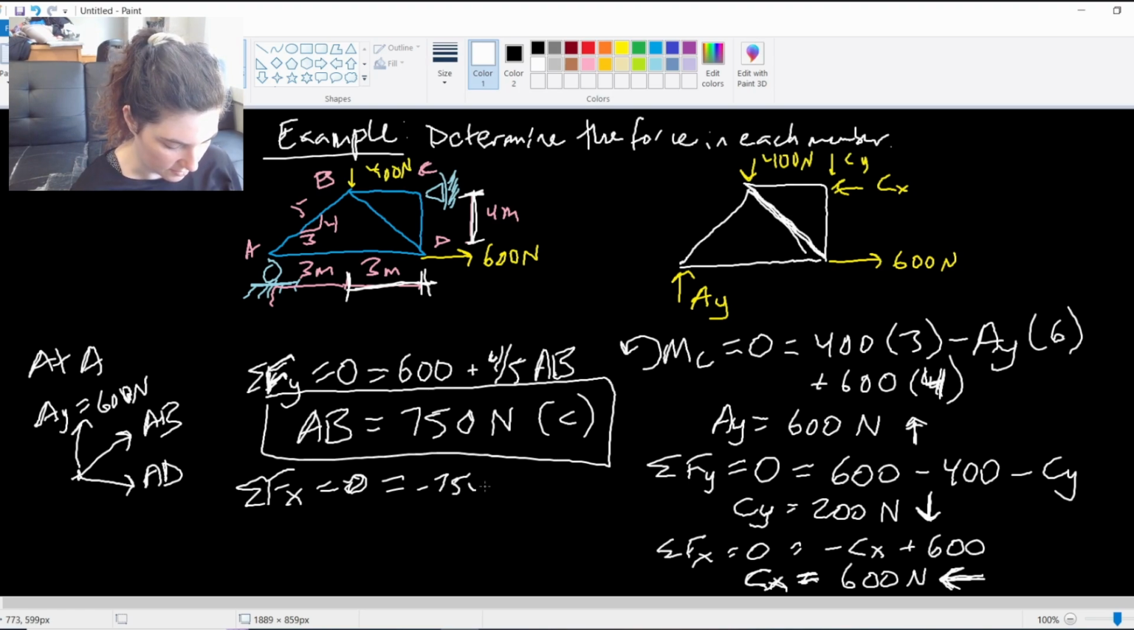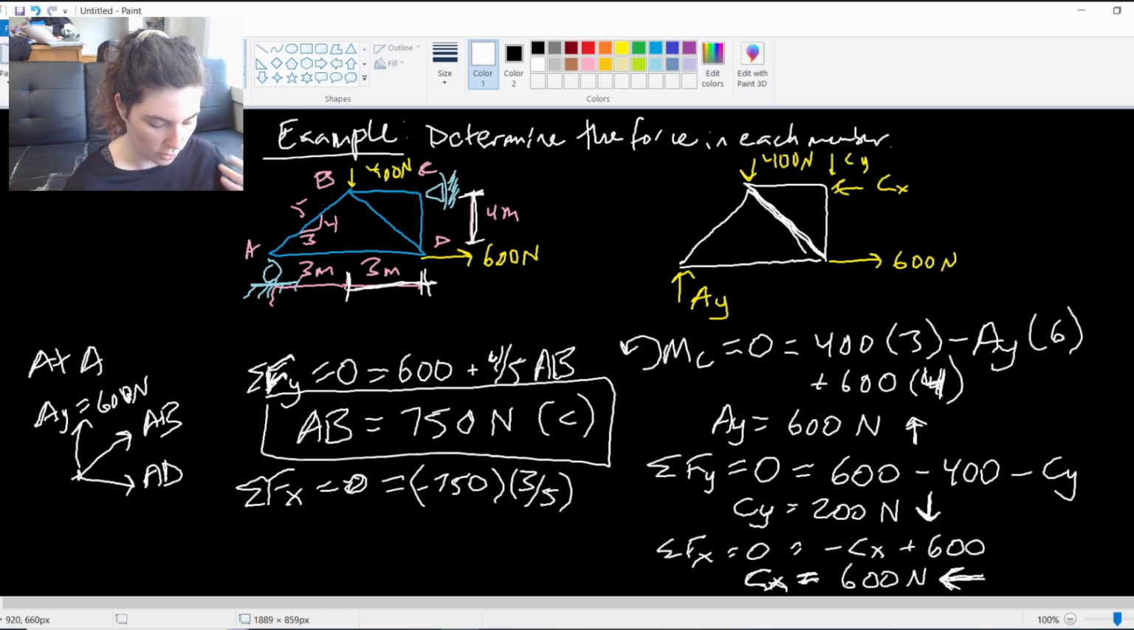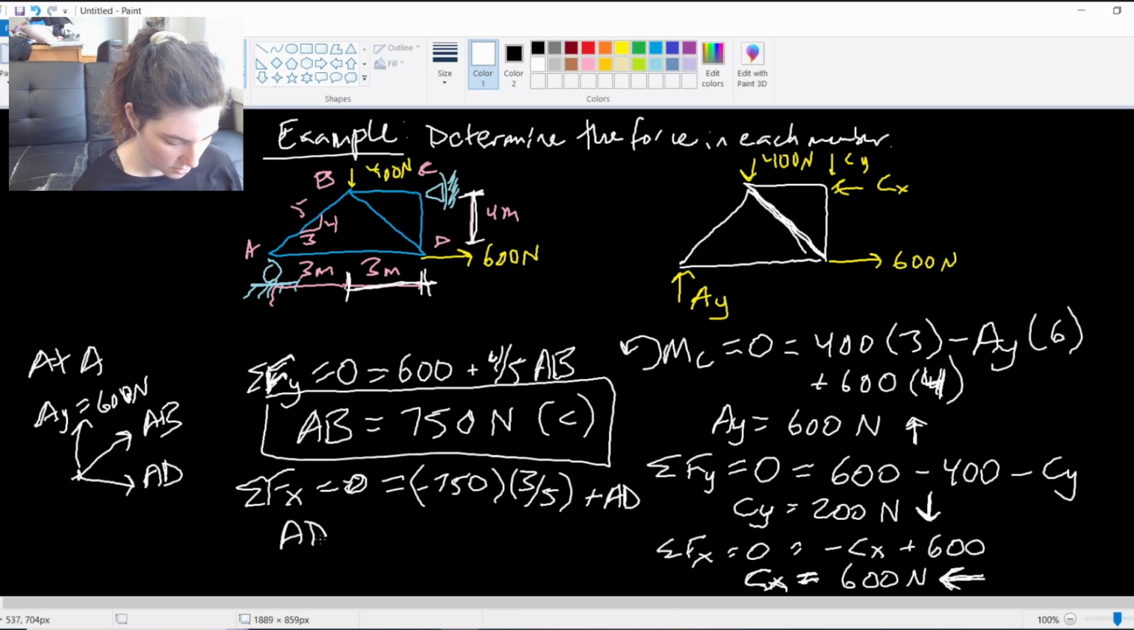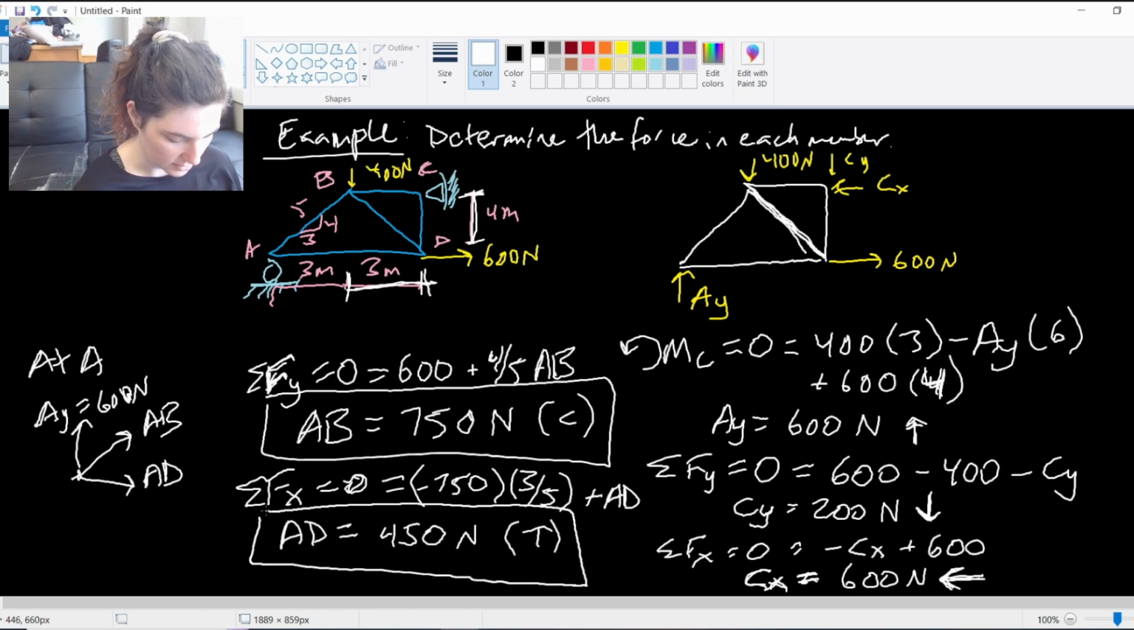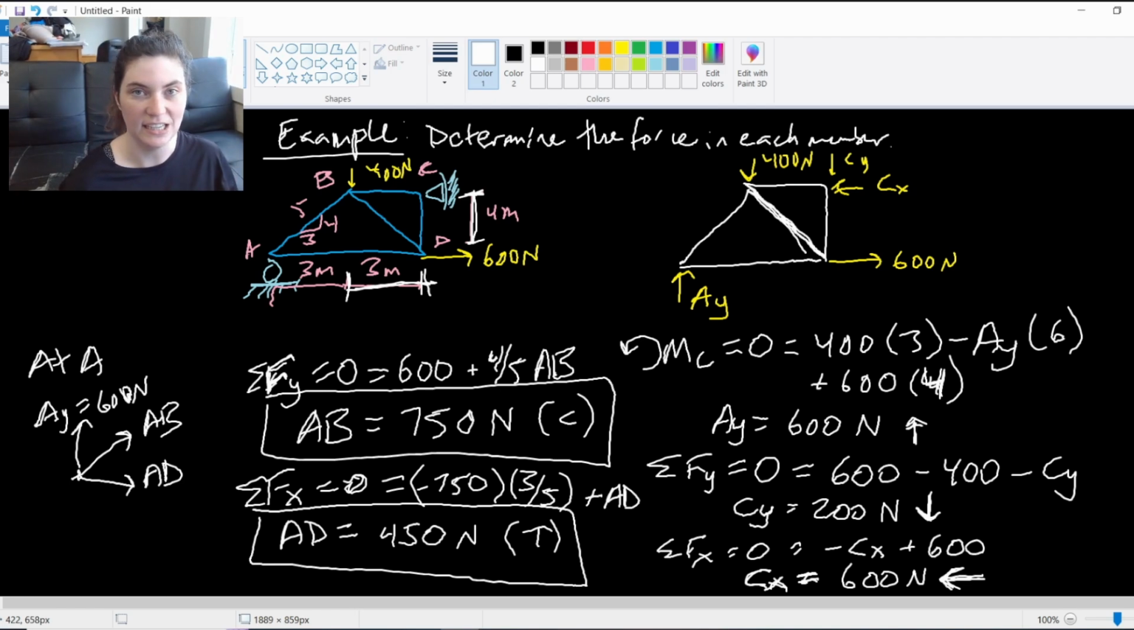The negative 750 times 3/5, right? That's the x component of AB. 3/5 times negative 750 plus AD. So that gives me that AD is going to be 450 newtons in tension. Right? Since that AB was negative, our AD ended up working out positive. Okay, not bad. 2 members down and 3 more to go.